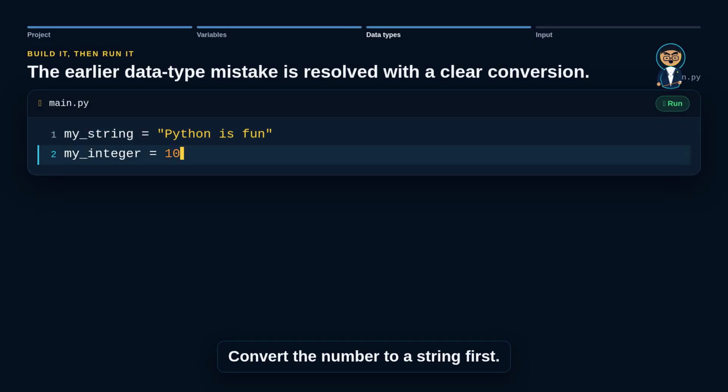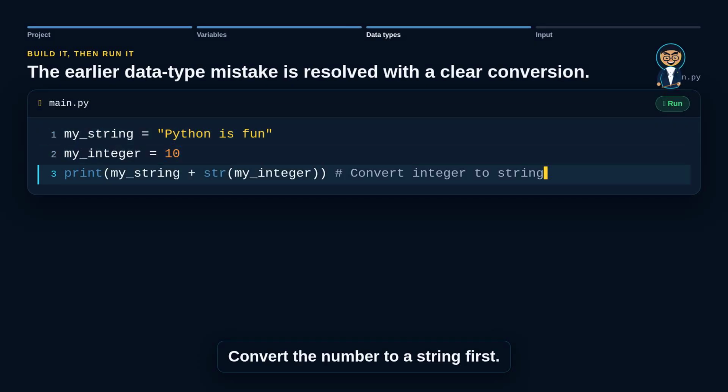Since Python is strict about combining different data types, we often need to convert one type to another to make them compatible. For instance, to combine a string and a number, you typically need to change the number into a string first. This is where the str function comes in handy.